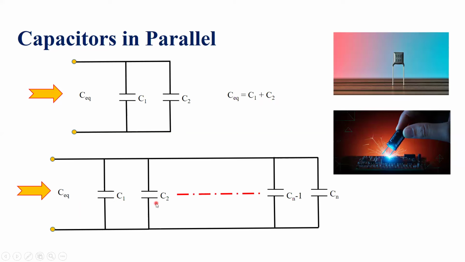For example, C1, C2, up to Cn minus 1 and Cn. So if there are 10 capacitors, this would be C1, this would be C2, number 2 capacitor, and this would be the 9th capacitor, and this would be the 10th capacitor. In this case, C equivalent would be simply the sum of all the individual capacitors connected in parallel. That is C1 plus C2 plus up to Cn minus 1 plus Cn.